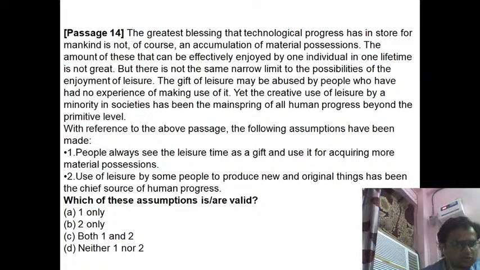You can read the whole passage. You will automatically come to the point that nowhere does it say this. The amount of these that can be effectively enjoyed by one individual in one lifetime is not great, but there is not the same narrow limit to the possibilities of the enjoyment of leisure. The gift of leisure may be abused by people who have had no experience of making use of it. In some places, the passage even contradicts the first assumption. So that is the reason we are not opting for it.